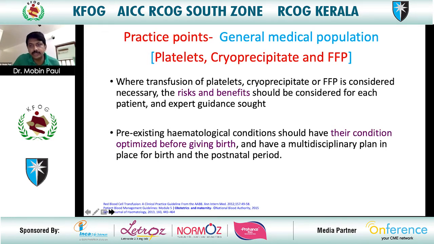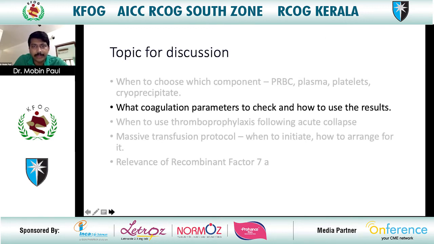For a pre-existing hematology condition, we should try to optimize it before delivery, or a multidisciplinary plan should be there before pushing forward for the delivery. Coagulation parameters: what to be checked, and how to interpret the results.